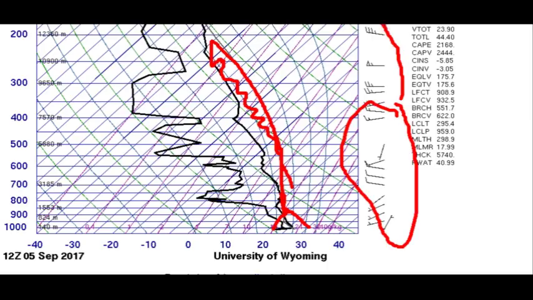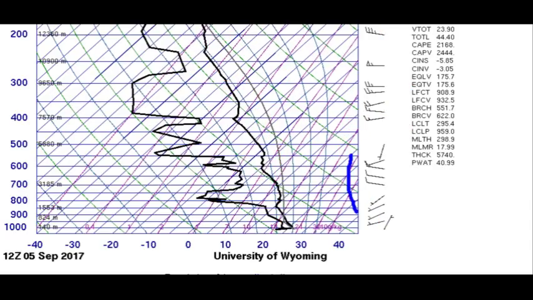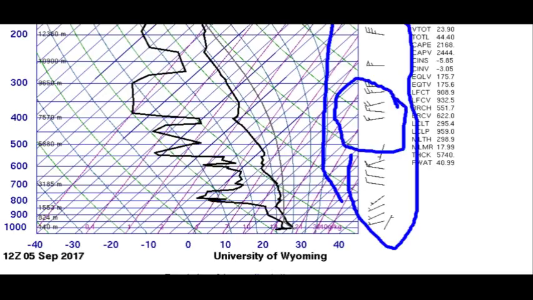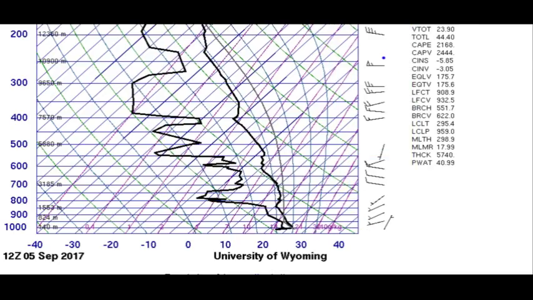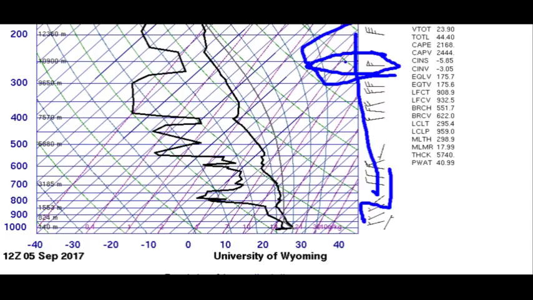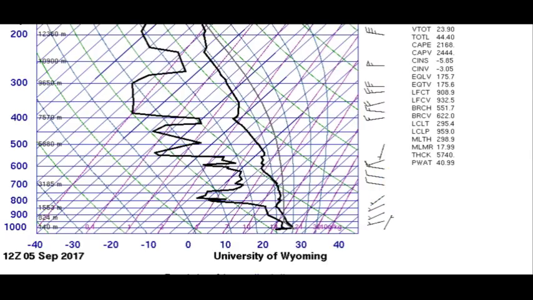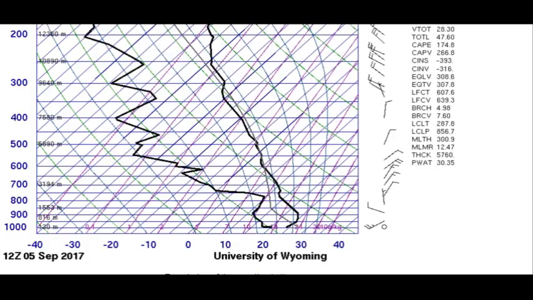This is the first thing, after I look at how much CAPE there is, that I'll look at as far as severe weather potential. And I can see that there's light mid-level flow. There's a very shallow layer of 55 knot winds there, but overall the bulk shears are on the low side, so not much there to support severe weather.